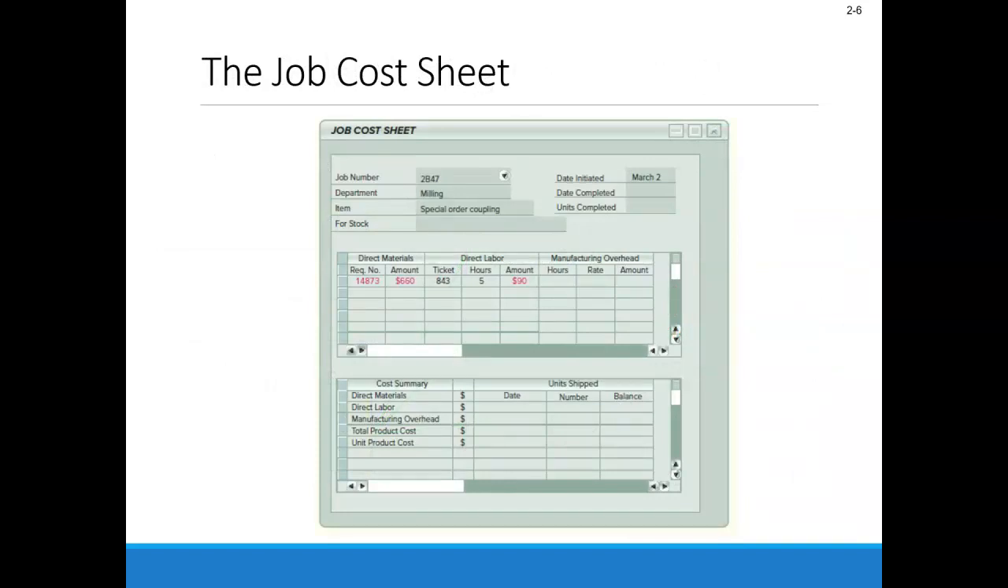You see here a job cost sheet. In here, it gives you the job number, which department, what item, and the direct materials and direct labor that are linked to this particular job order.